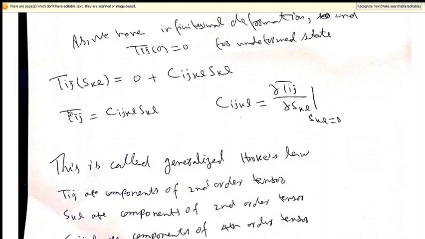This is a second order tensor, this is a second order tensor, and this is a fourth order tensor. If you remember, you have already proved this thing, that if these are second order, this must be a fourth order tensor.